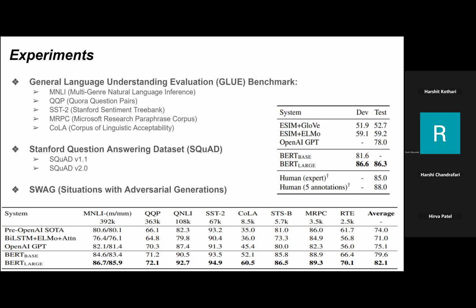Coming to SWAG, or the Situations With Adversarial Generations. It is a test designed to evaluate how well a model can predict the next event in a situation based on a sentence. It will be given a sentence along with 4 options and it has to choose which one will be the best next sentence after the first sentence that is given to it. In that also it performed really well and even did better than the human experts, as you can see in the table alongside. So ultimately we can say that BERT performed really well compared to the previous models.